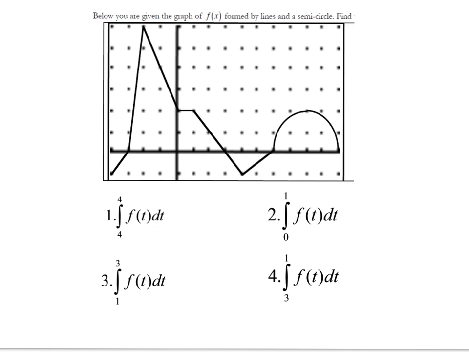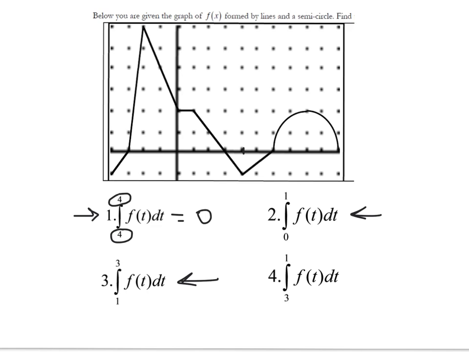Okay, here's our first example. Notice we're given a graph, and we're going to do number 1 together. So when I look at number 1, I look at the lower and upper limit, and I notice that it's from 4 to 4. Well, think about it. If I go from 4 to 4, actually I have no area under the curve. So the answer here would be 0, as per one of the rules on the previous page. Now, I'm going to pause the video, and you are going to do problems 2 and 3.